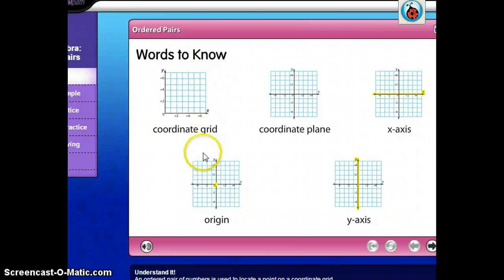Words to know. Coordinate grid, coordinate plane, x-axis, y-axis, origin.